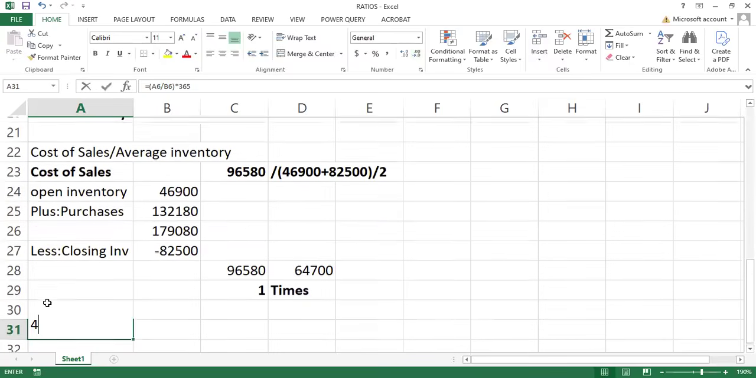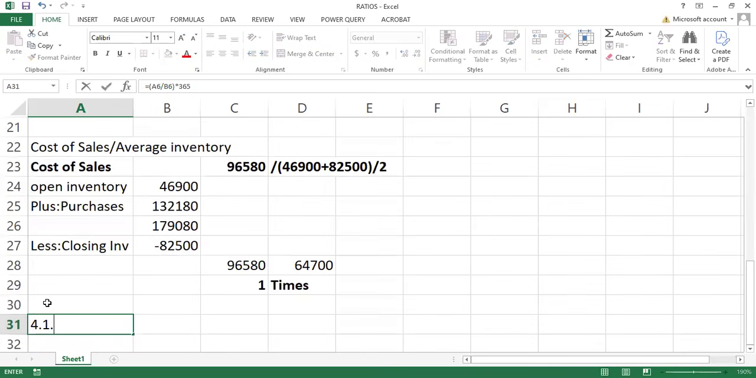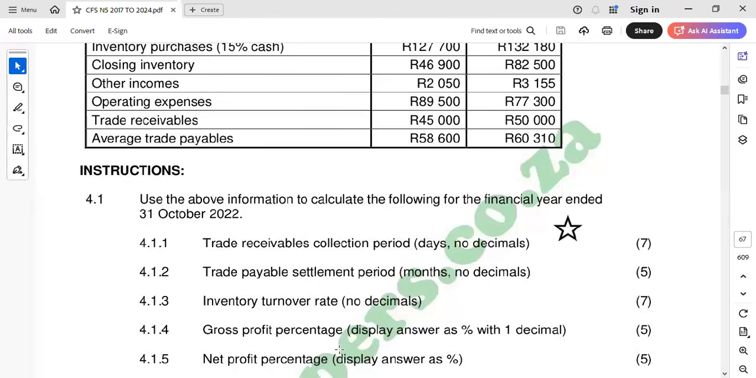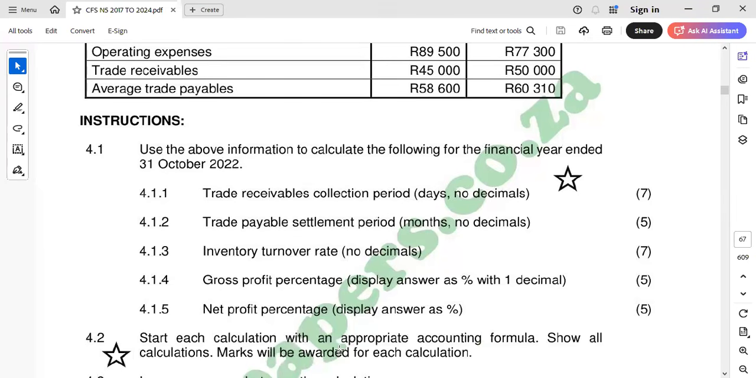We are doing 4.1.4. Let me check. Yes. Okay, which one are we supposed to do now? We are doing a gross profit percentage. Display the answer as a percentage with 1 decimal, 5 marks. Okay, let's just quickly do this one.